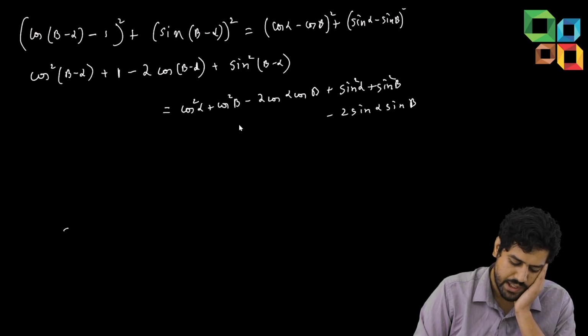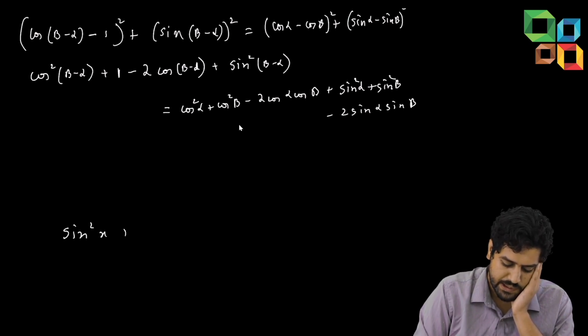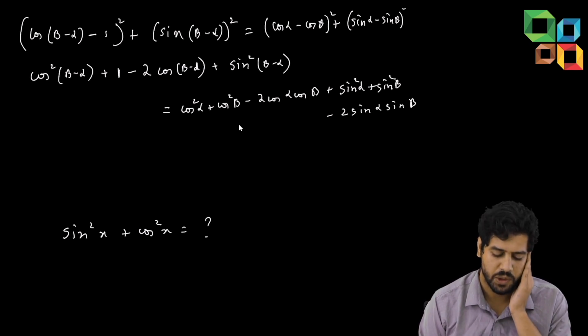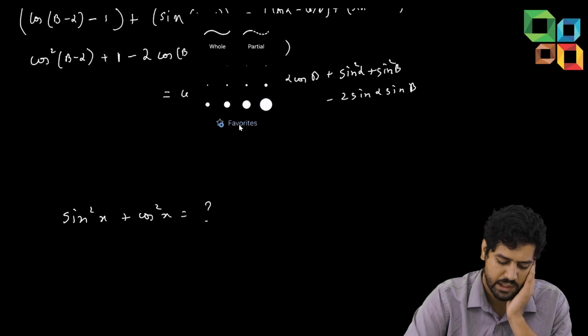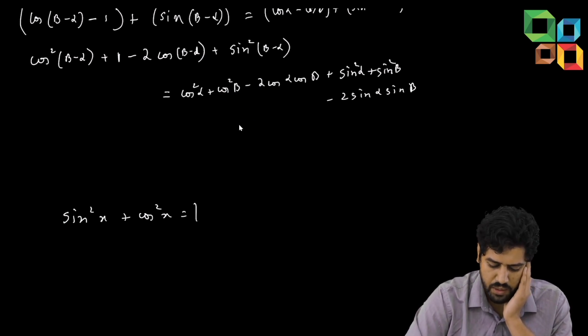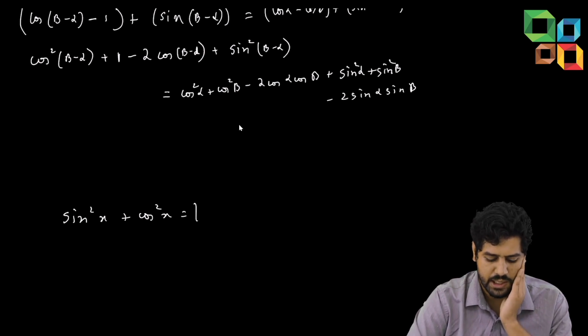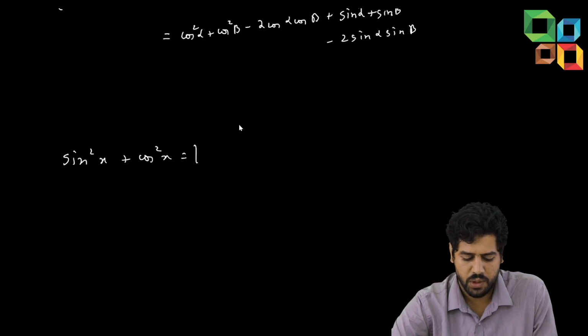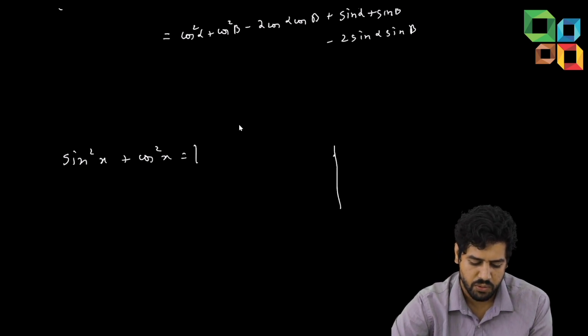What is sin square x plus cos square x equal to? I hope you learned this in the previous classes. I think you have already learned. This will be equal to 1. Sin square of an angle plus cos square of an angle is equal to 1. If you want the proof of it, a quick proof.